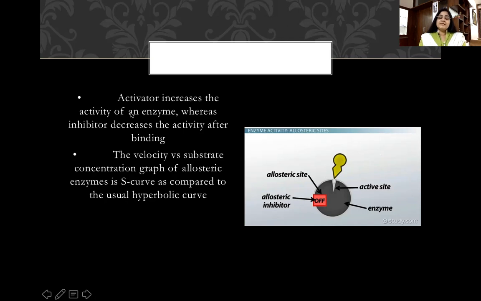So an activator increases the activity of an enzyme, whereas an inhibitor decreases the activity after binding. So the velocity versus substrate concentration graph of an allosteric enzyme is an S curve, as compared to the usual hyperbolic curve. This is something which you should remember. Usually enzymes show a hyperbolic curve, while an allosteric enzyme shows an S-shaped curve. So you can understand that the binding of a modulator or an effector to a site other than the active site causes a conformational change in the active site, thereby rendering the enzyme inactive, or the substrate cannot bind to the active site, or the rate of the reaction is affected.